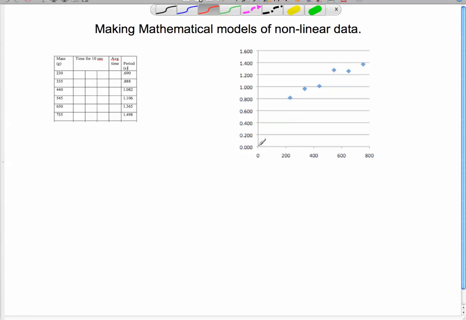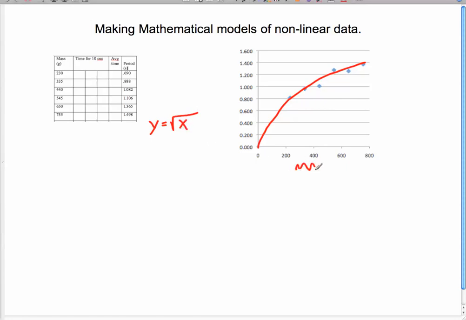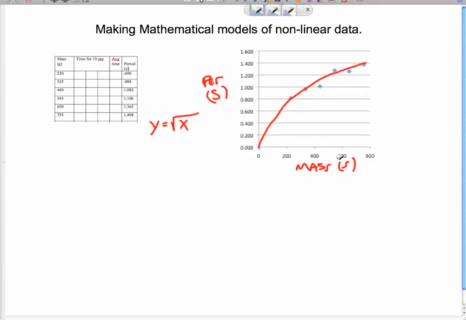This is some data directly from an inertia oscillator. And so we have a fit like this, which is an increasing shrinking rate fit. Now in math class, that's known as a square root function. It generally has the form like that. This is mass in grams, and this is period in seconds.